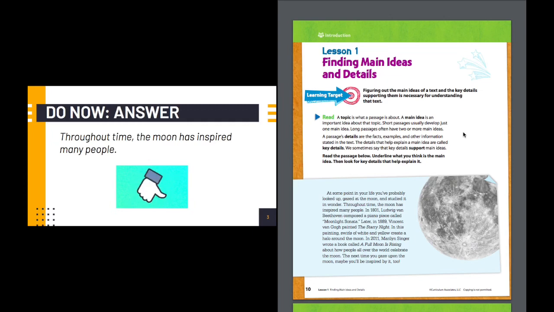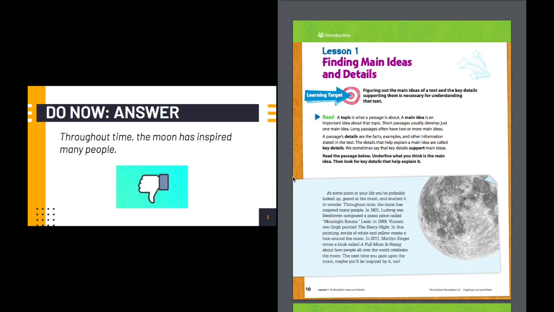The way that you know the main idea is through the supporting details, right? So there are different facts, examples, or other information in the text that help you find what the main idea is. And those are called key details. They support our main idea because they're basically telling us what the main idea is, right? So here, our supporting details were that Van Gogh painted The Starry Night and he was inspired by the moon. And Beethoven was inspired by the moon, and I think here the singer wrote a book and it was inspired by the moon.